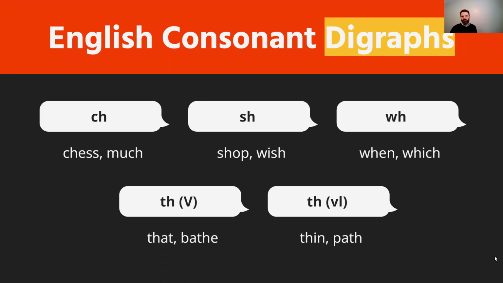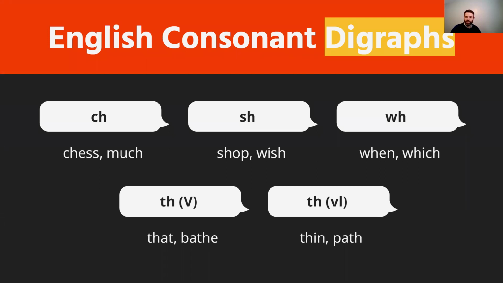A digraph is a sound that's represented instead of by one letter, by two letters. Part of the problem that we need to do this in English is that the English alphabet system is not a good match for the English sound system. There aren't enough consonant letters to represent all of the sounds that we use in English. And so there are some combinations that we use, particularly with the letter H, that represent these digraph sounds.